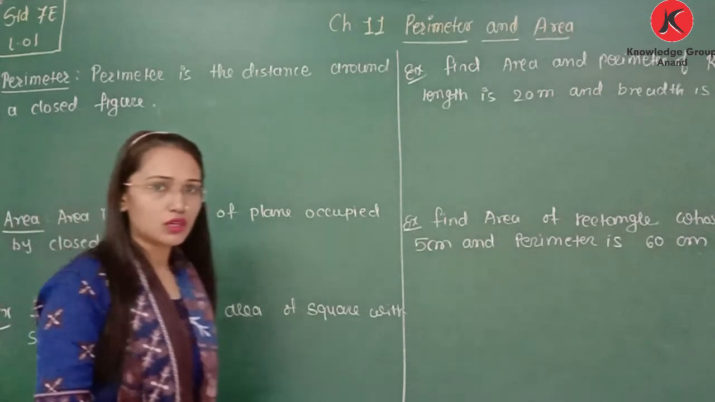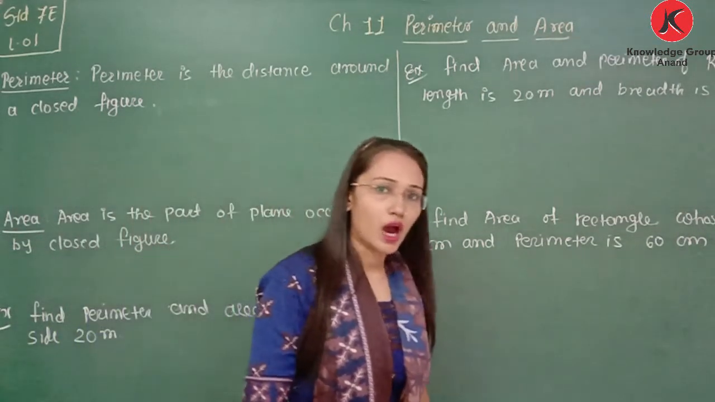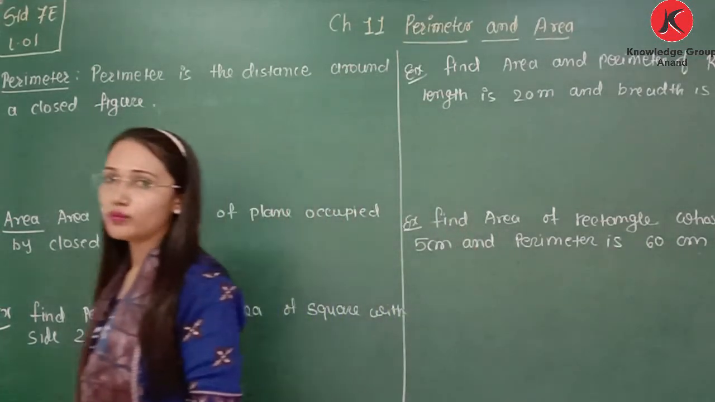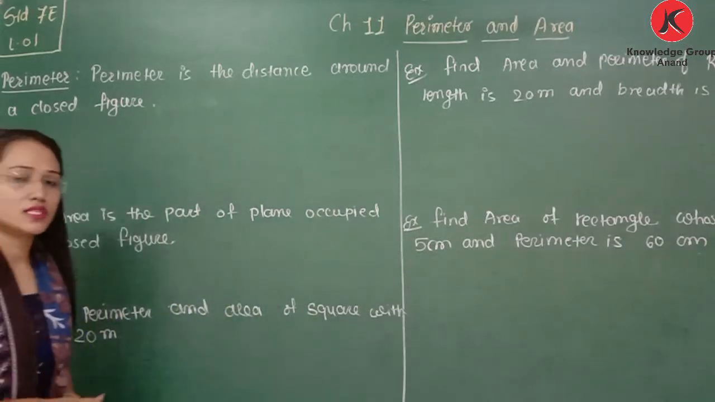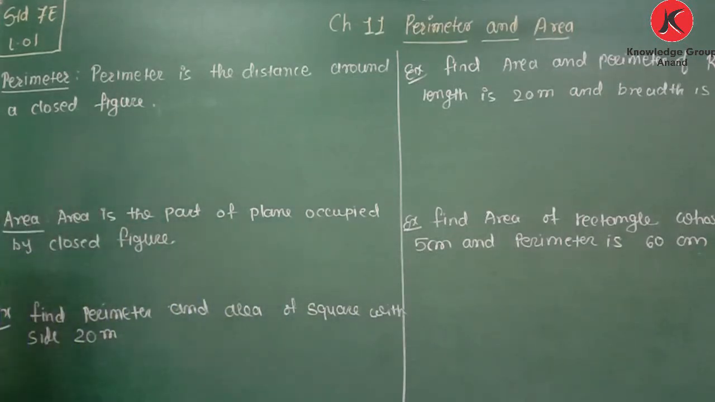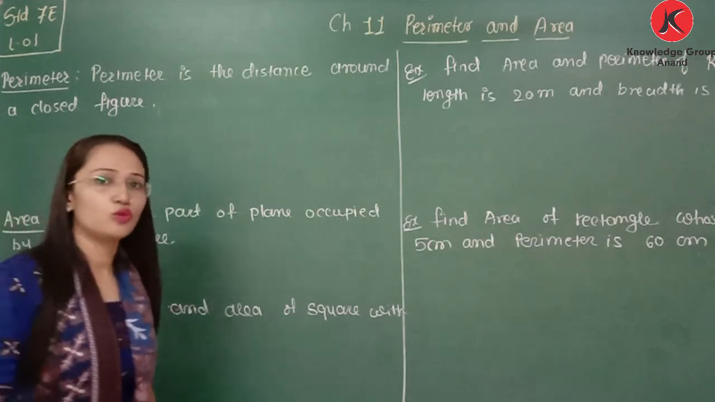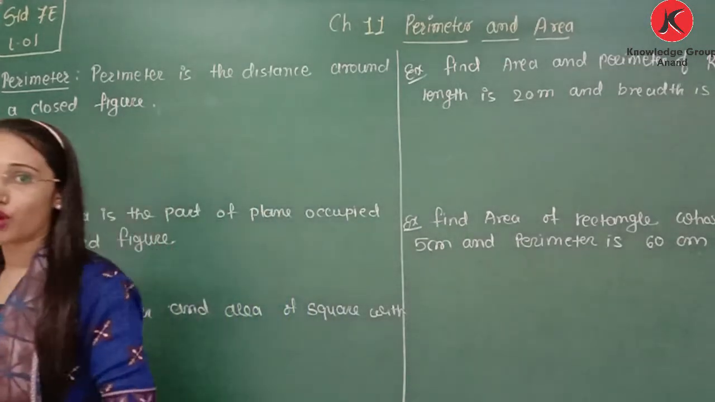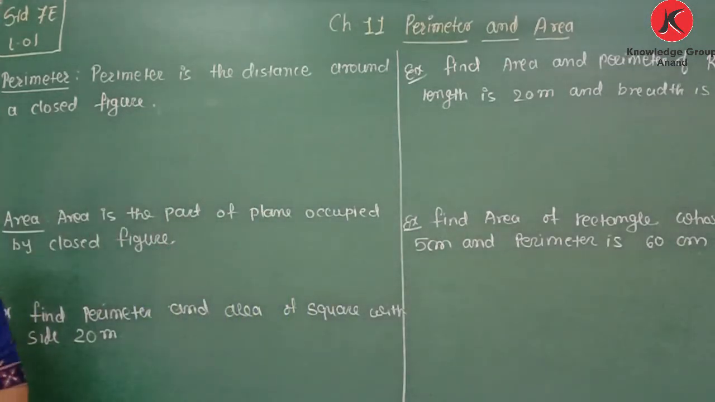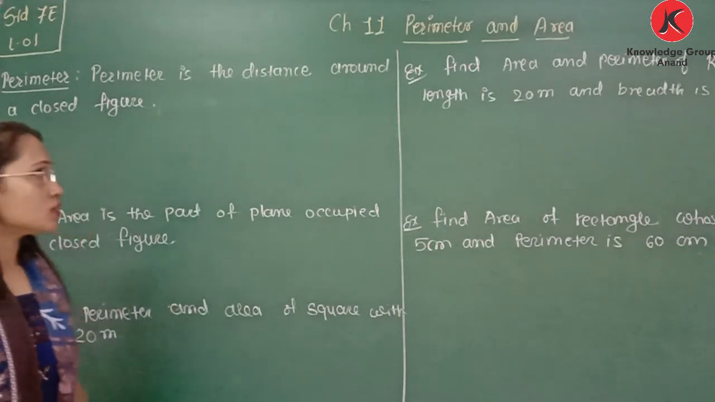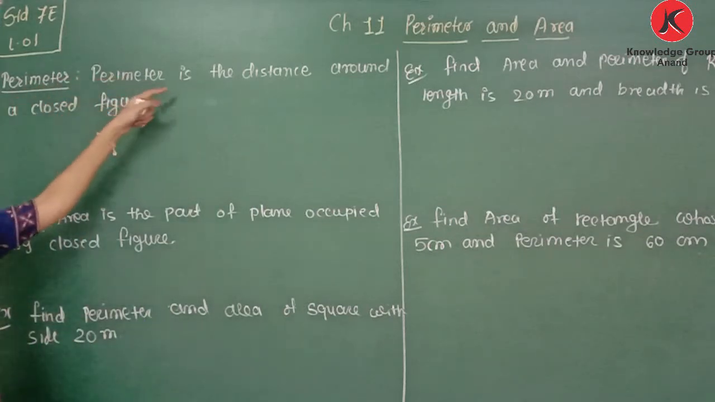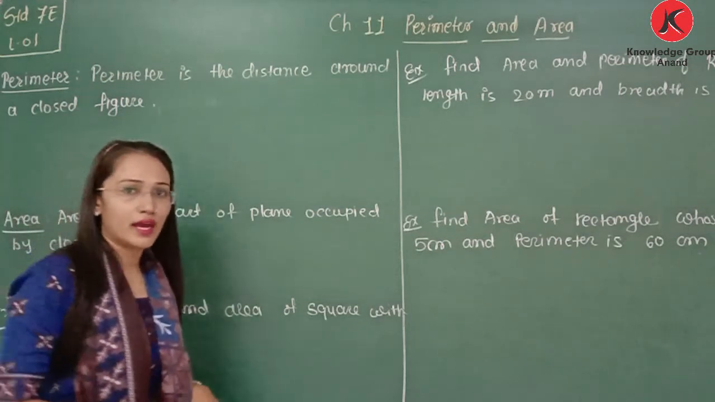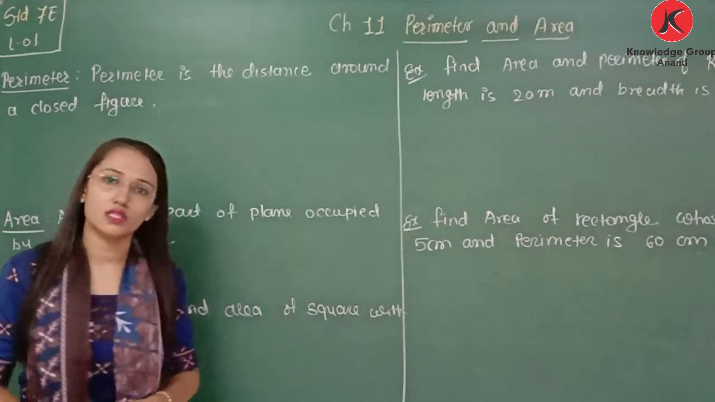So what is a perimeter? Perimeter means it is an outer boundary. Whenever we consider some shape or some object, the outer boundary represents the perimeter. And what is the area? Area means it is the space occupied by the object. If you place one object on a flat surface, whatever space is occupied by that object, that is its area. Perimeter is the distance around the closed figure. If we consider a farm, then the outer boundary of the farm becomes its perimeter.